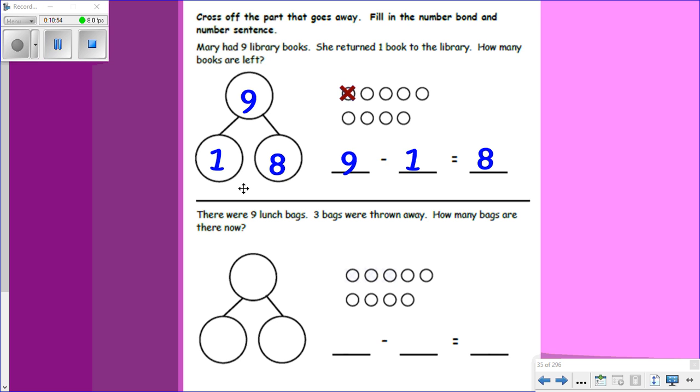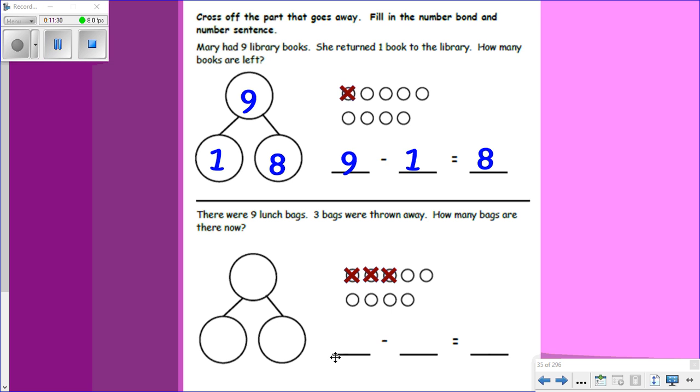All righty, one more for us to do together. Let's read the story. There were 9 lunch bags. 3 bags were thrown away. How many bags are there now? So again, we just have 9 dots. We don't need to make them look like lunch bags. 9 dots, that's our starting whole amount. 3 bags were thrown away. So we need to put an X on 1, 2, 3 of them. And then we see what is left.